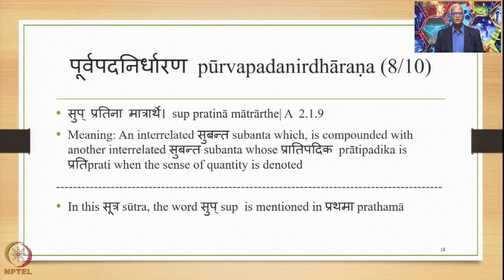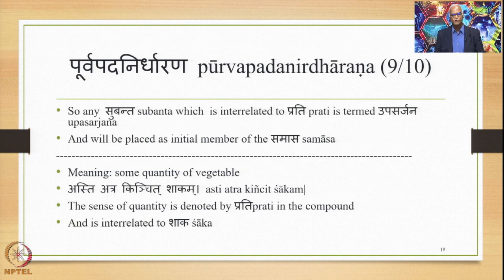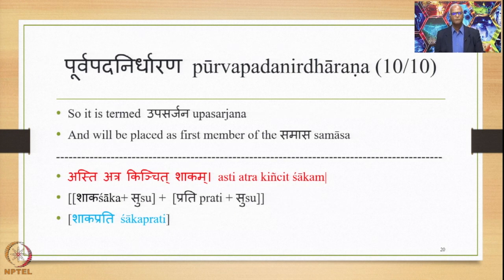I repeat, an interrelated subanta is compounded with another interrelated subanta whose pratipadika is prati when the sense of quantity is denoted. In this sutra, the word sup is mentioned in prathama vibhakti. So any subanta which is interrelated to prati is termed as upasarjana and will be placed as the initial member of the samasa. So if we have the meaning, some quantity of vegetable, asti atra kinchit shakam, the sense of quantity is denoted by prati in the compound and it is interrelated to shaka, vegetable. So it is termed upasarjana and will be placed as first member of the samasa.